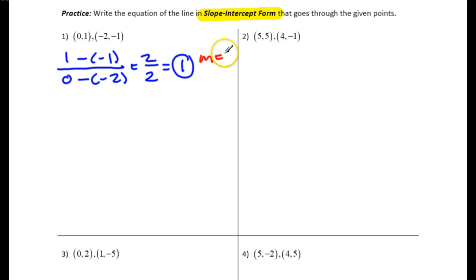Okay, so that is my m. Maybe we'll make a little note here, m equals 1. Very important, right? Now I'm going to plug this in with one of the points. I'm just going to pick the first point again. Remember what we showed on the first page, it doesn't matter which one.